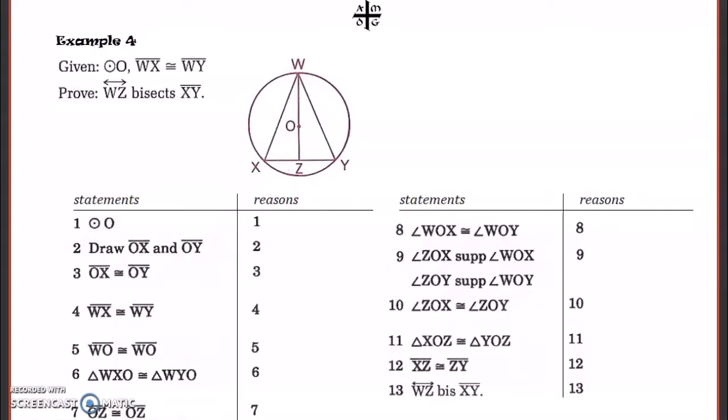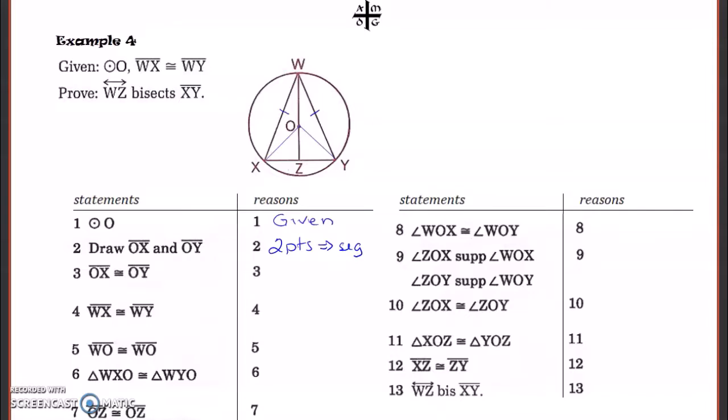Some of the detour proofs can get very long. These will probably be the longest proofs that you'll write all year. So we start off in this proof, given circle O and WX is congruent to WY. So we're given circle O. We can draw OX and OY because any 2 points determine a segment.